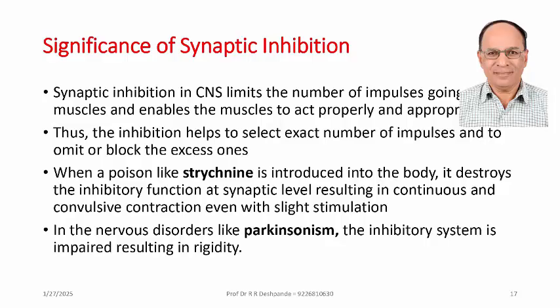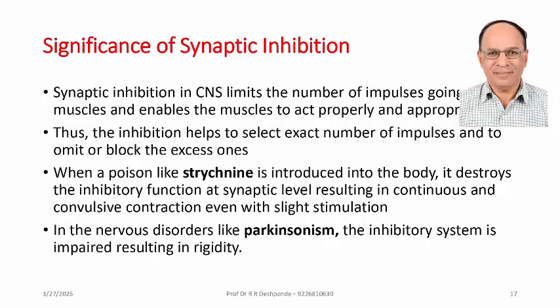This is the first important part. Thus, the inhibition helps to select exact number of impulses and to omit or block the excessive one. Very simple to understand. When a poison like strychnine is introduced into the body, it destroys the inhibitory function of synaptic level, resulting in continuous and compulsive contraction even with slight stimulation.